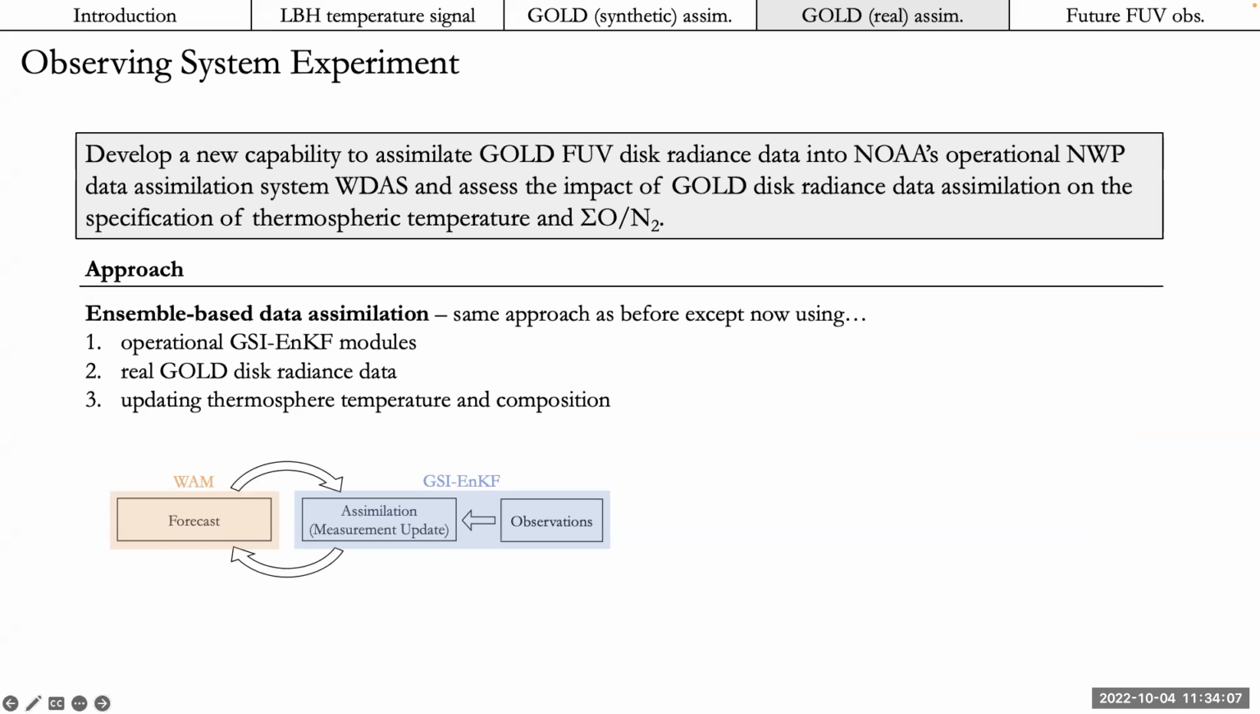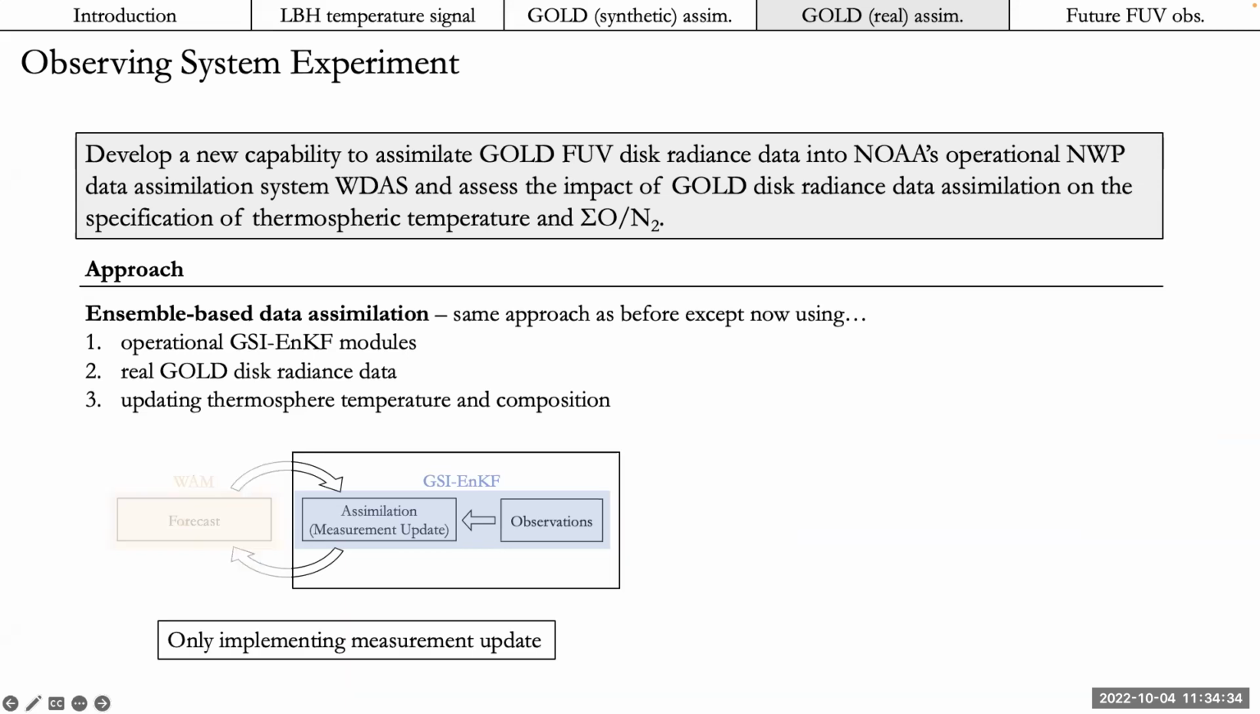So in this case, for this experiment, we are using the same ensemble data assimilation approach with an ensemble square root filter as taken in the previous experiment. The differences now are that we are using the operational software modules, real GOLD disk data as opposed to the synthetic, and we're updating both thermosphere temperature and composition. So WDAS uses WAM as the forecast and the Grid-point Statistical Interpolation, or GSI, for the assimilation of the measurement update. And again, we're only focused on a single measurement update, which is handled by GSI. So I'm going to focus on that here.